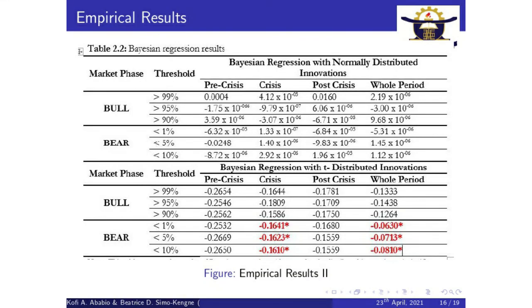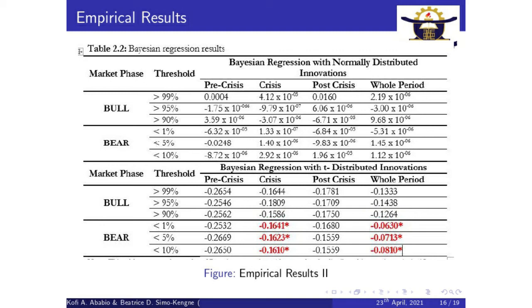So it means that during the crisis, when the market portfolio return was lower, most of the investors exhibited hedging behavior. In the same way, when we combine the entire segmented period together to form the entire period, we also found evidence of hedging behavior during the bear market period. For the bear market period, the threshold that we used was when the market portfolio return was less than 1%, 5%, and then 10%. We equally saw the same evidence here.